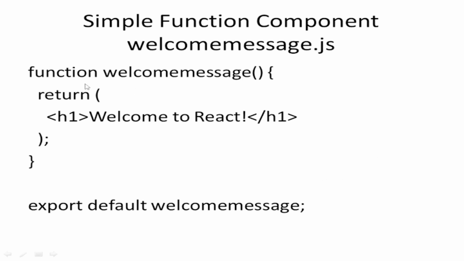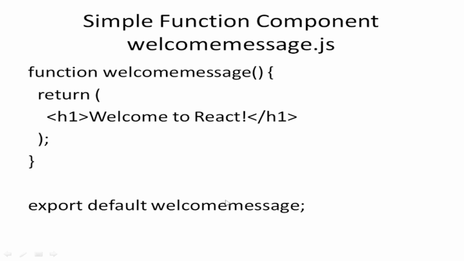We know how to write a function. We create a file and write the function. Inside this, you'll have a return statement, and this will return HTML code. We can call it JSX. There are certain differences between HTML and JSX, which we'll see. When I call this function, it will return "welcome to React" as HTML code, and we'll also export that specific component.